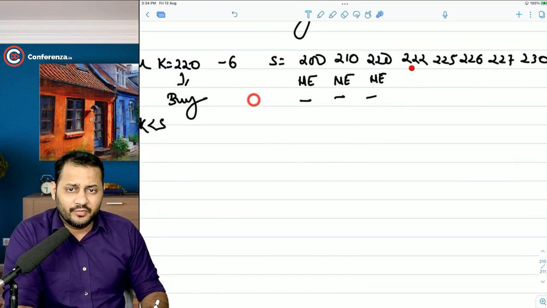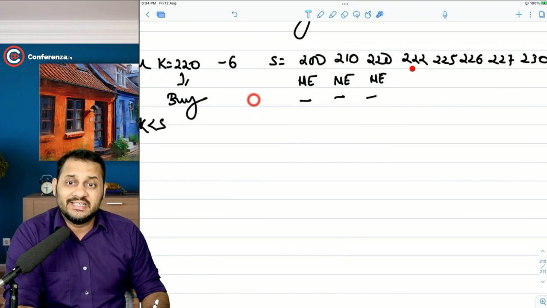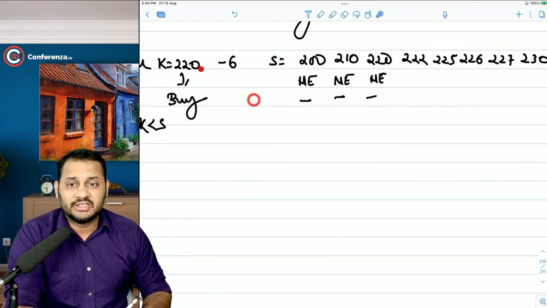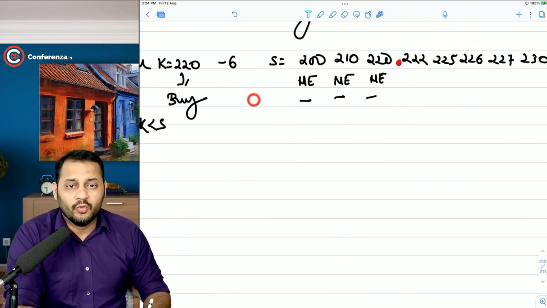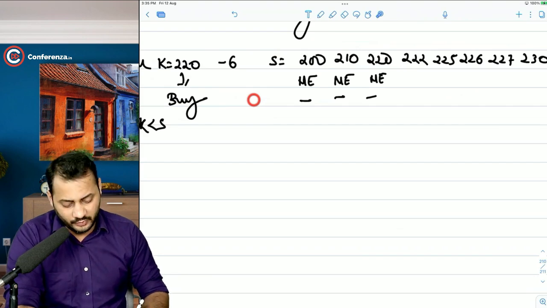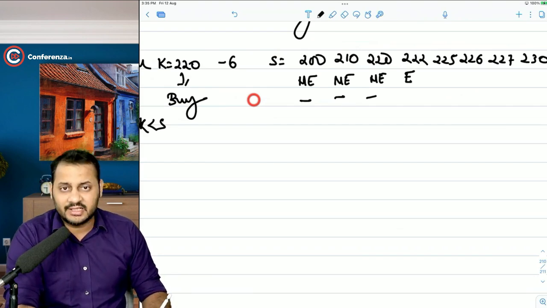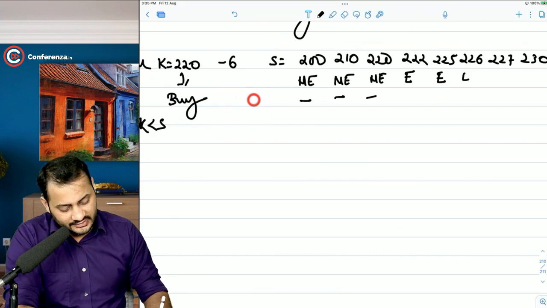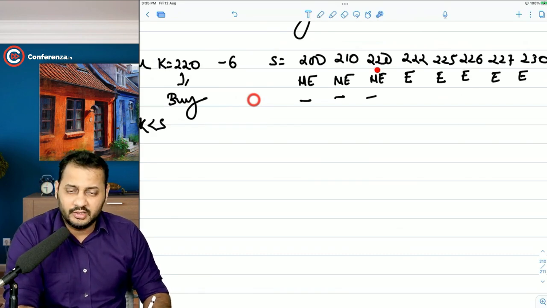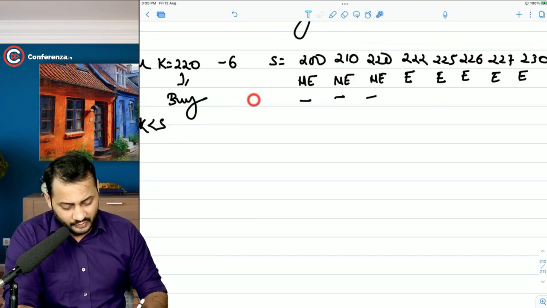So at 222, are you going to exercise the option? Yes, sir, because the condition is met. The strike price of 220 is lower than the spot price of 222. So we are going to exercise the option. We are going to exercise at all the prices above 220, right? Because then this condition will be fulfilled.